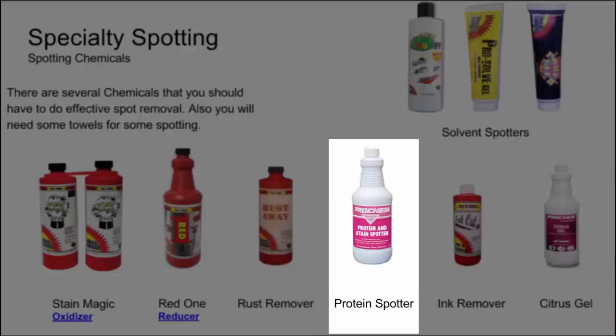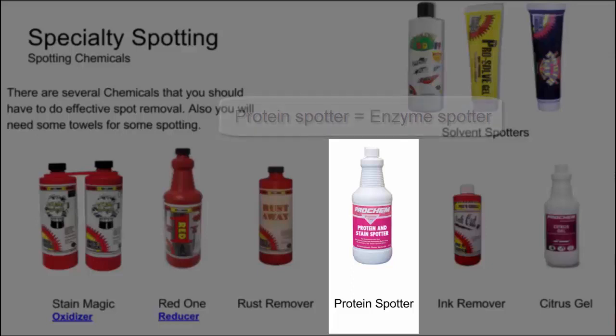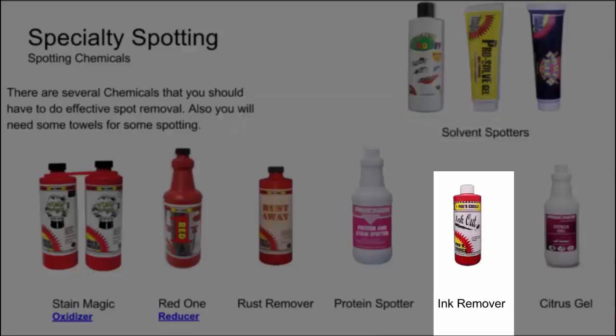A protein spotter. This is going to work for any food-based stain that you have after the cleaning's over and it's not coming out. You know it's in a dining room and it's a spill maybe under a chair or a table, and you know it's from food but it didn't come out. Protein spotter is going to be your go-to on that. Ink Out. This isn't available in all areas, but if you can get it, it works fantastic. It is a bear to rinse out, but it will dissolve the ink.